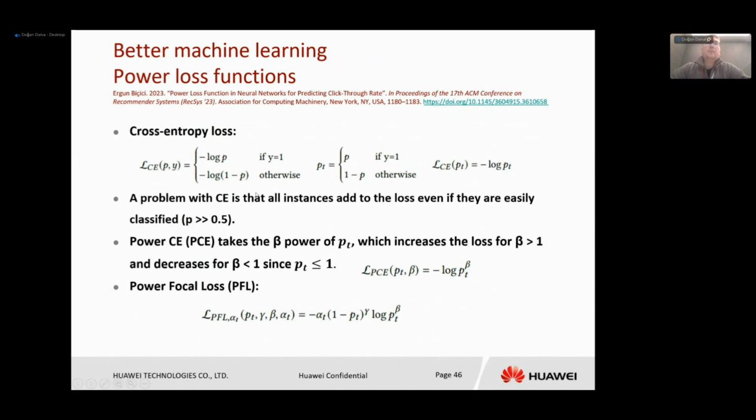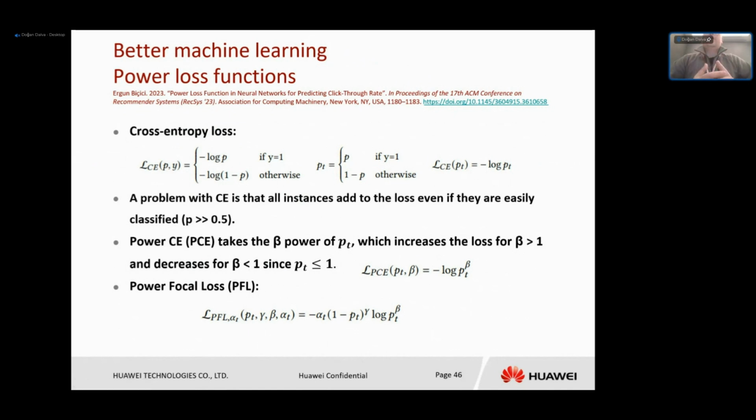So we use cross entropy in general. This is defined as minus log p for class 1 and minus log 1 minus p for class 0, where p is the prediction, y is the target output. And cross entropy can be depicted as minus log pt, where pt is defined as p when class is 1 and 1 minus p otherwise. A problem with cross entropy is that all instances add to the loss, even if they are easily classified.